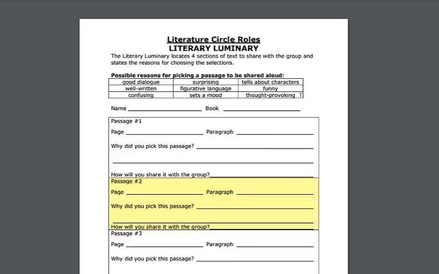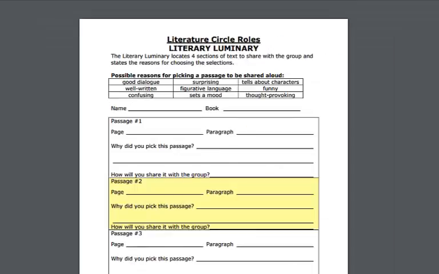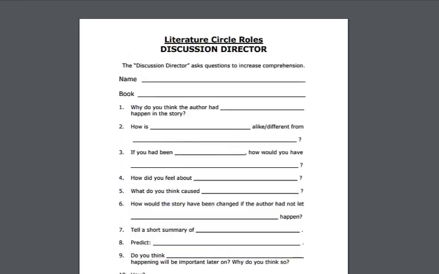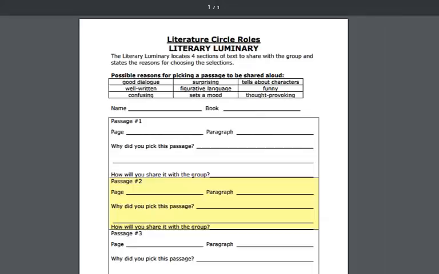Okay, and especially if there's only 2 people, and we have 3 roles, you're going to have to decide which roles you both do. You might decide that one person does the discussion director, one person does the vocabulary, and then you both come up with passages to discuss. You see that this worksheet has a place for 4 passages, so maybe one of you comes up with 2 and the other one comes up with another 2.